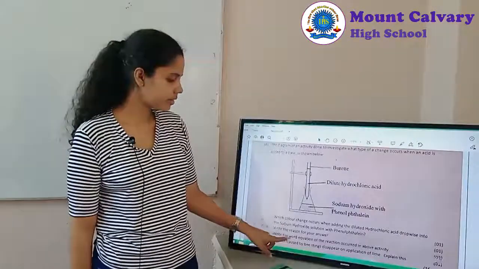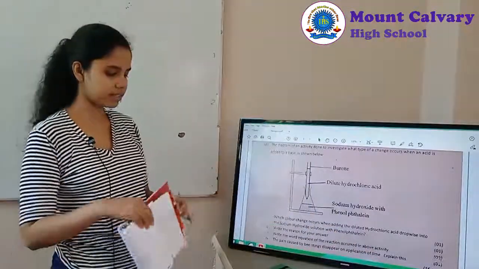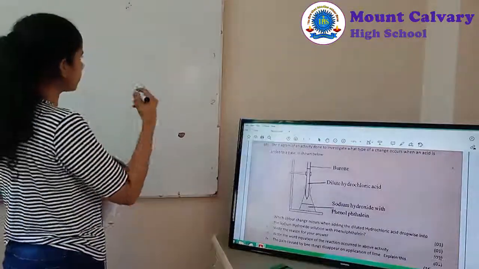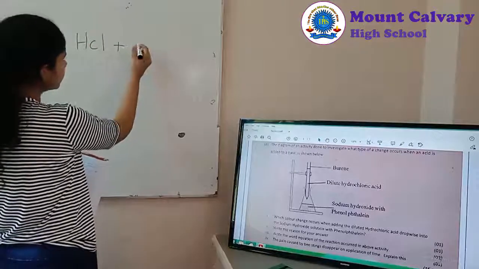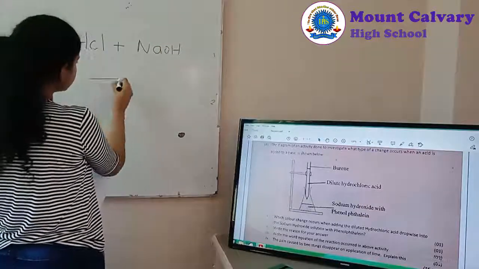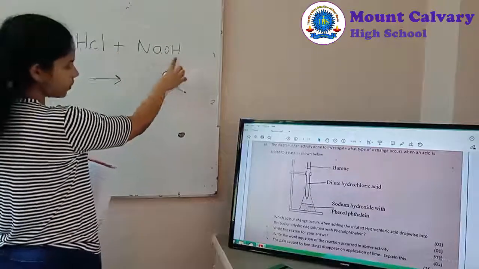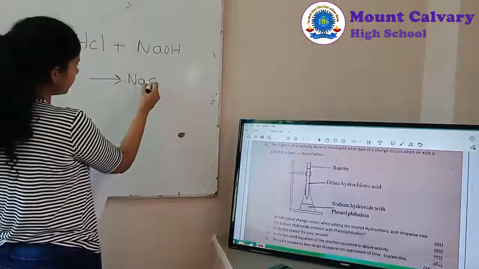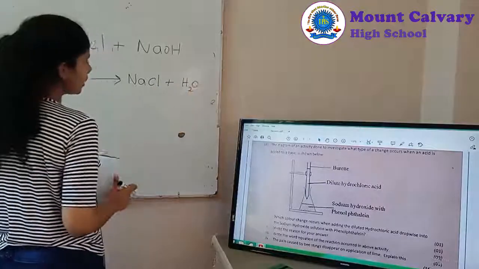Then the third one: write the word equation of the reaction that occurred in the above activity. I will write it on the board. Hydrochloric acid, HCl, will react with sodium hydroxide. Then what will be the result? Hydrogen will make H2O. Then sodium will react with chlorine and give you sodium chloride and H2O, or water.